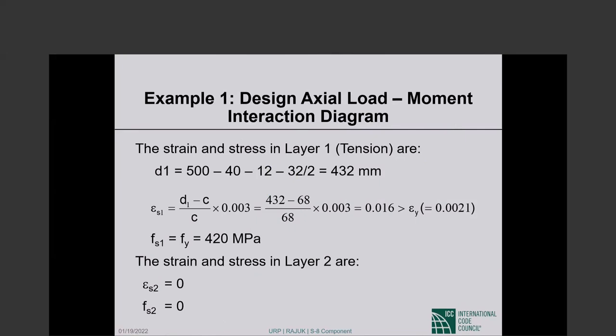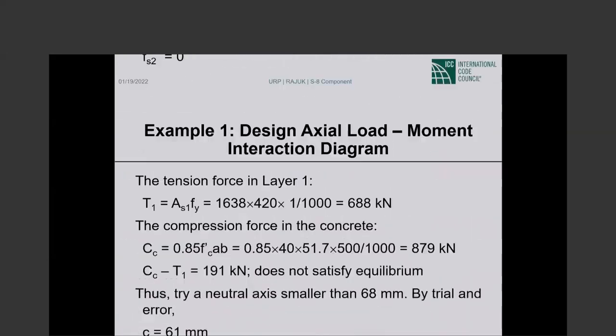So the strain in the tension steel by straight line strain distribution comes to 0.016, which being larger than the yield strain, the tension reinforcement is yielding. So the stress in the bottom reinforcement is 420 MPa. The strain and stress in layer 2 are, obviously layer 2 is at the neutral axis, so there is no stress, there is no strain.